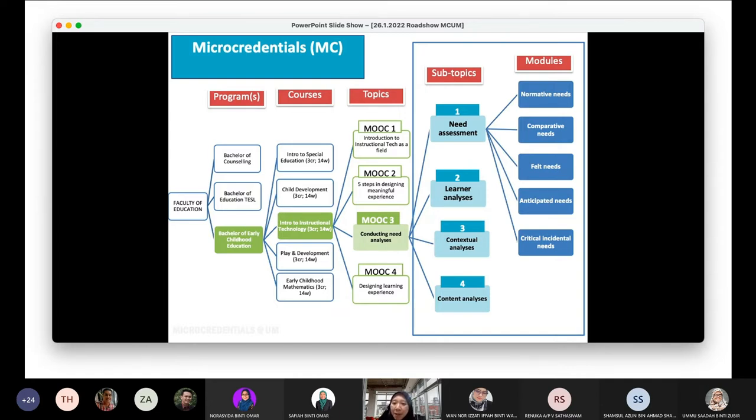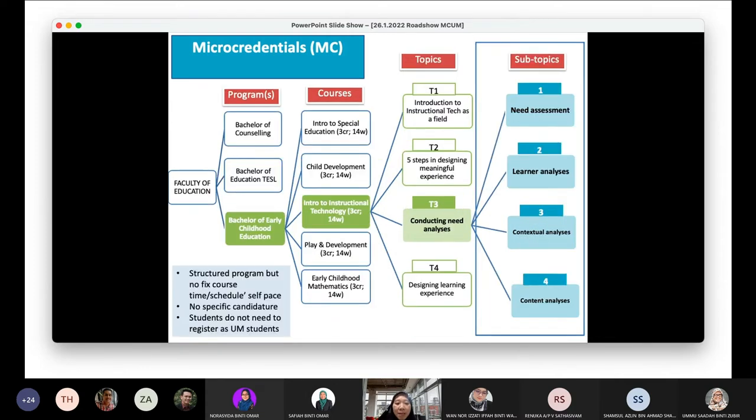Think about a program, and then one course that you think you want to develop into an MC course, and then the lecturers have to further divide the topics into subtopics and also the modules. Just to let you know, quite contrary to our traditional or current ways of delivering instruction, microcredentials are totally online. It is a structured program. Why is it called structured? Because we have topics and subtopics, and then we have modules.